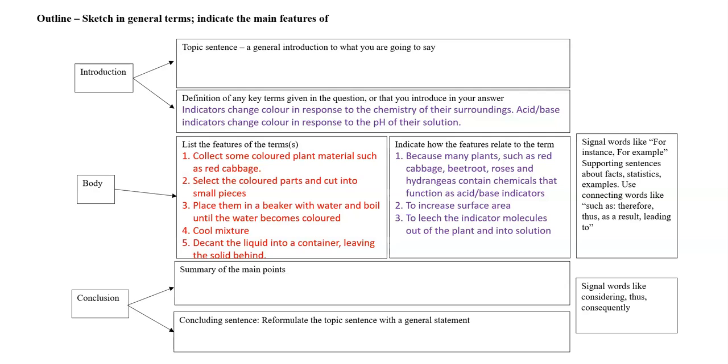The purple text is what I would add if time and space were not an issue. You can maybe see that this purple text just puts our natural indicator into a bit of context and makes the answer a bit more sophisticated.